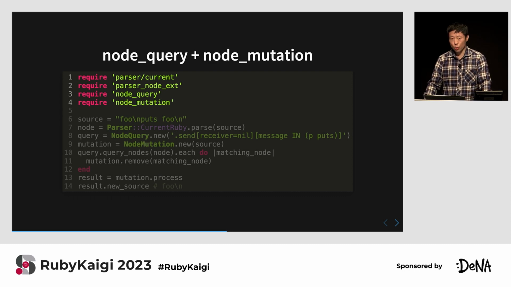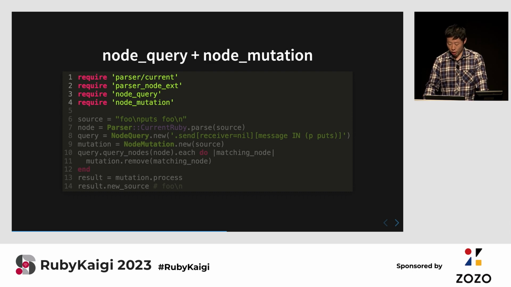You can use NodeQuery and NodeMutation outside of Synvert. Here is an example that demonstrates how to use them to remove puts statements. First, we need to include the necessary dependencies. We use the parser gem to parse source code to AST nodes. Additionally, we require parser_node_ext, which assigns names to the child nodes of the parser node, and require node_query and node_mutation.